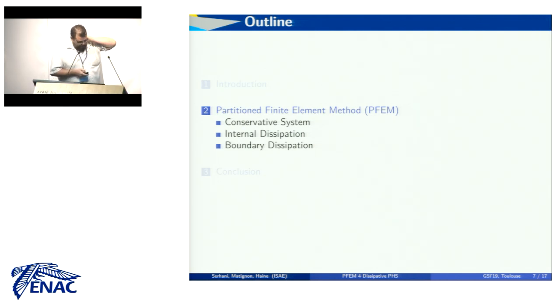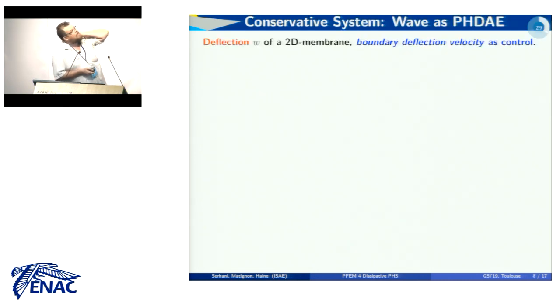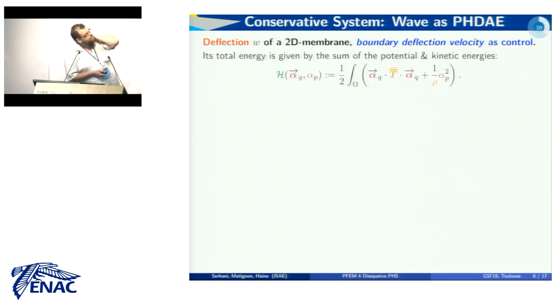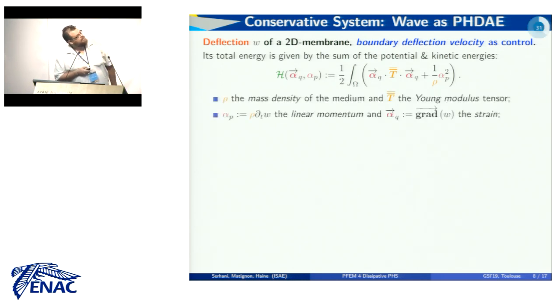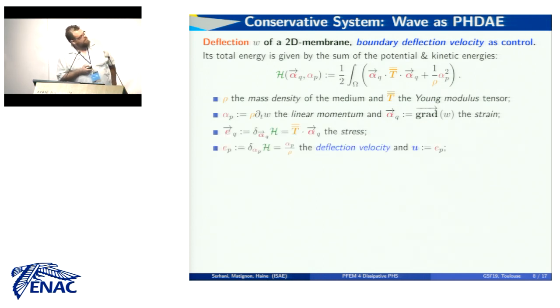So let us begin by recalling what PFEM is on a conservative system. We will talk about the wave equation, so the deflection of a membrane. The Hamiltonian will be the total energy given by the potential and kinetic energy, where ρ and T are physical parameters. Alpha P is the linear momentum, and alpha Q the strain. Performing the variational derivative, we obtain the stress and the deflection velocity, and we want to control the deflection velocity at the boundary of the membrane.